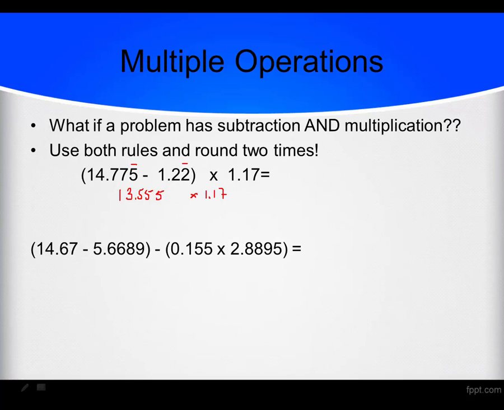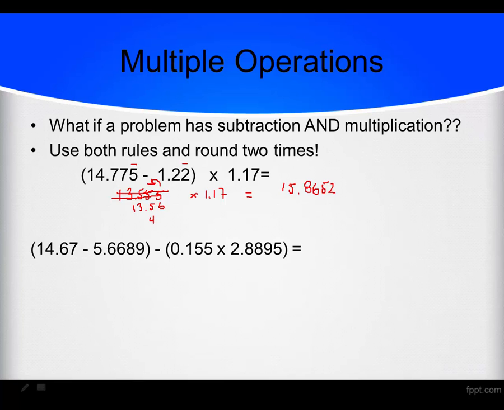So that means this isn't going to be 13.55. It's going to be 13.56 because I'm rounding to the hundredths place. So 13.56 times 1.17 is the math that I wind up doing. 13.56 times 1.17. Calculator says 15.8652. Since this is multiplication, the number of sig figs is what matters for this rounding.